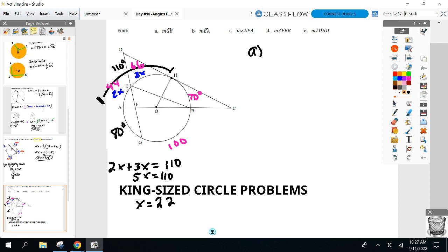Part A, what's the measure of arc GB? Oh, geez, we already found it. That's what's going to happen most of the time. The first 1 or 2 letters in this question are going to be solved for already. 100 degrees. Oh, part B, already solved for. Measure of arc EA. What do we got? 44?